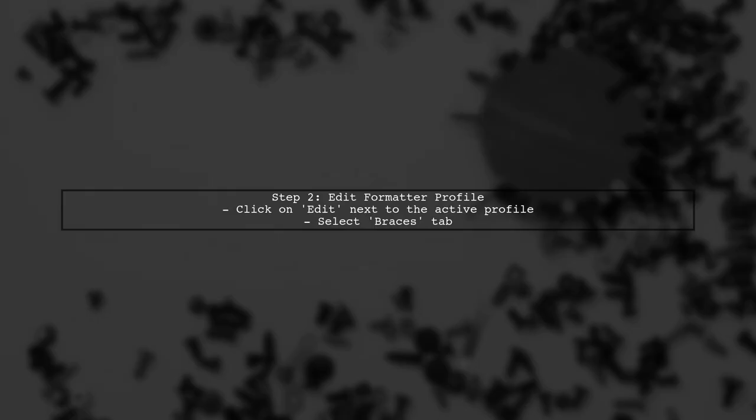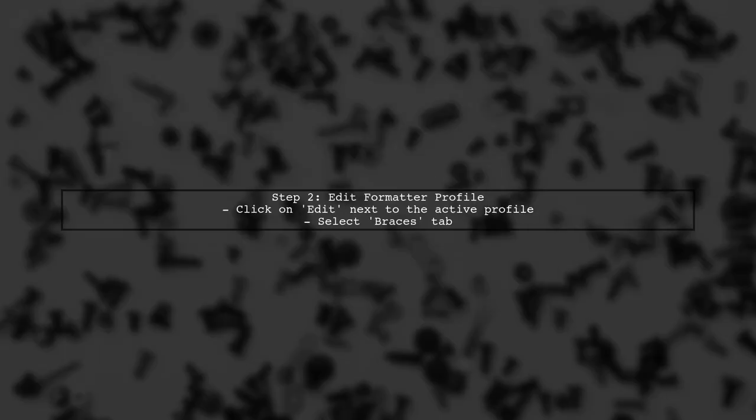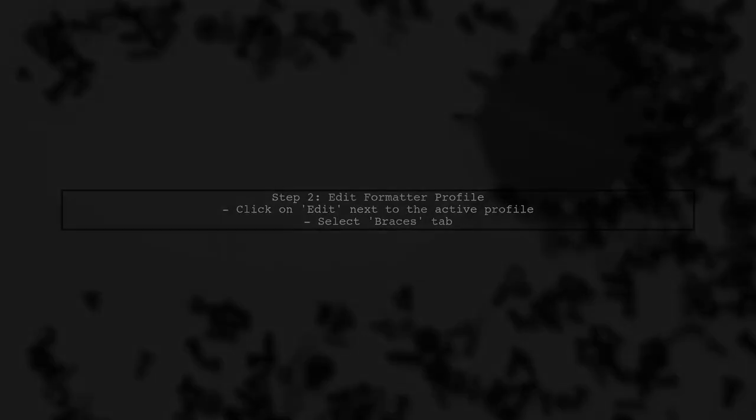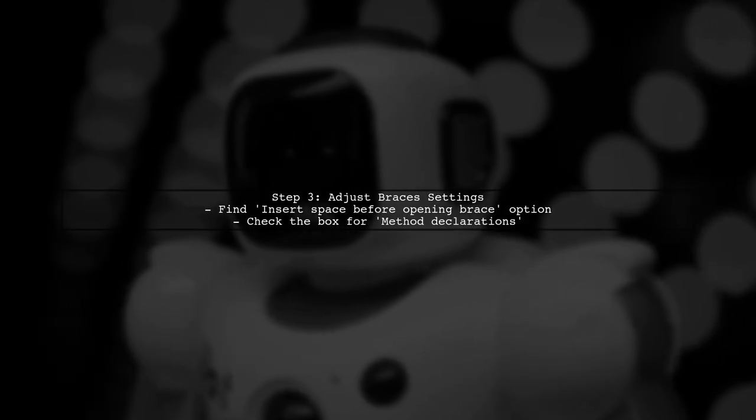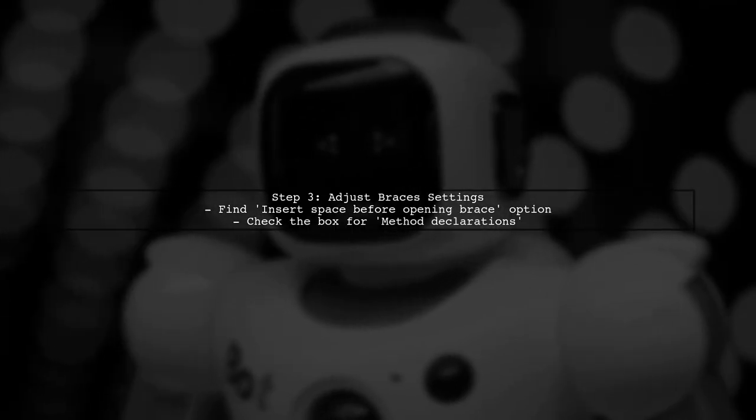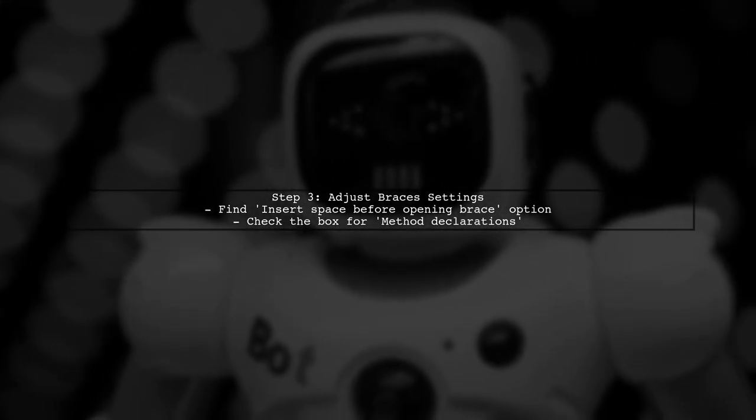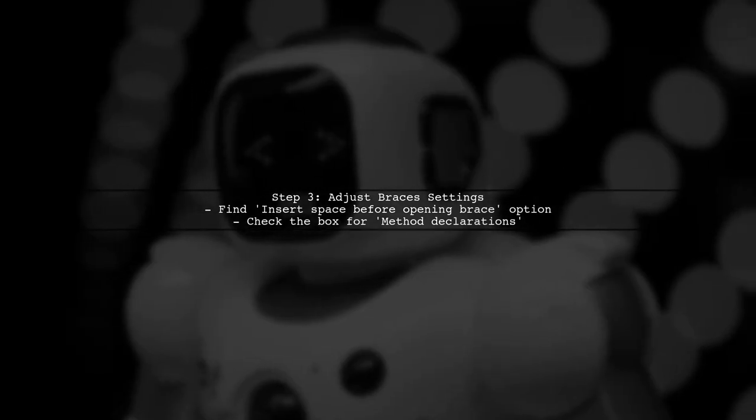Now, let's get started. To add a space between the method name and the right curly bracket in Eclipse, we need to adjust the code formatting settings. In the formatter settings, you can create a new profile or edit an existing one. Click on Edit to modify the current profile. Under the Braces tab, look for the option that controls the space before the opening brace. You want to ensure that there is a space before the opening brace for methods.